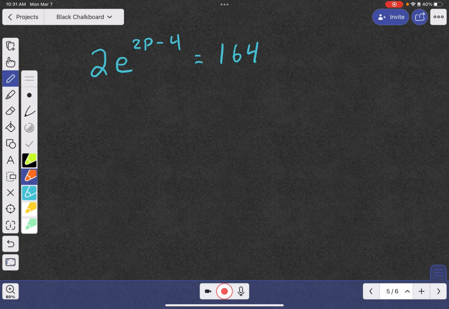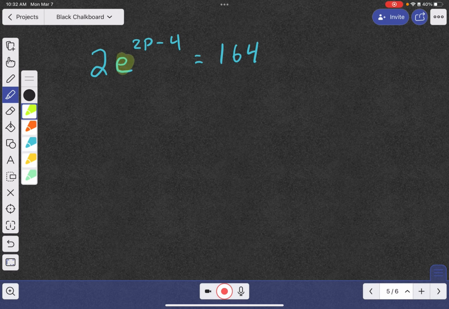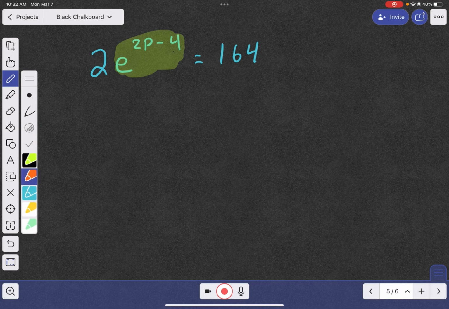So now, in this next one, we've got an e. That's okay. So we've got 2 times e to the 2p minus 4 equals 164. So we find our base. Remember, the base is what's being raised to an exponent. So the only thing written to an exponent is this right here. So we need to isolate that. So we've got 2 times it, so we have to divide both sides by 2.